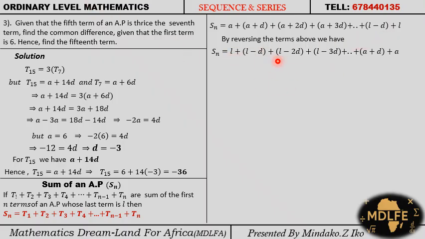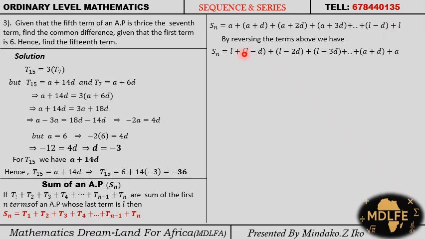Okay, how is this reverse done? How did I reverse the equation? You notice that this is the last term. So for me to have the other term, I have to take the last term minus the common difference, which is d. And for the next term, I take L minus 2d. If this is my L, for me to have the term before L, I have to take L minus d. So if this is 6, it means this is 4, provided d is 2.